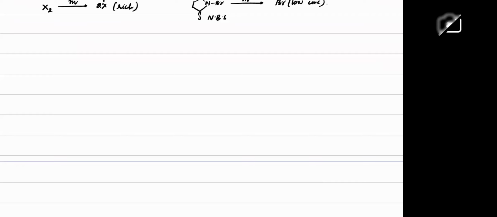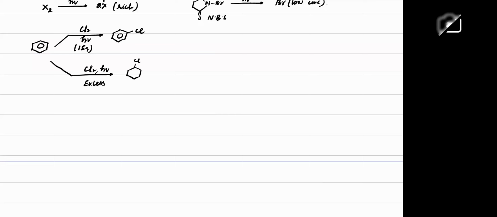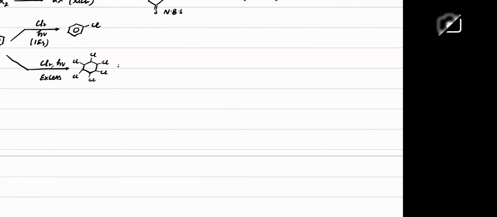Example, if you take benzene and react with Cl dot, I mean Cl2 H nu, only one equivalent. We are taking low concentration. What do we get? Chlorobenzene. If I take Cl2, H nu in the presence and excess, in that case you will see addition reaction more than substitution. Excess halogens will always give you addition reaction. This addition reaction product is called gammexane.